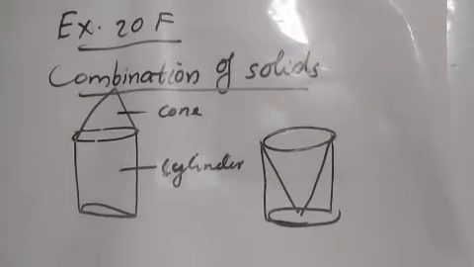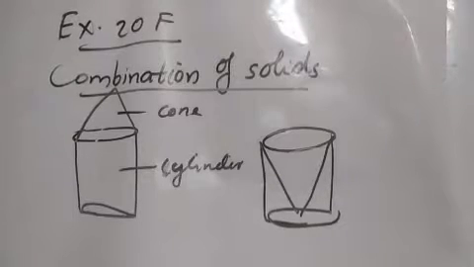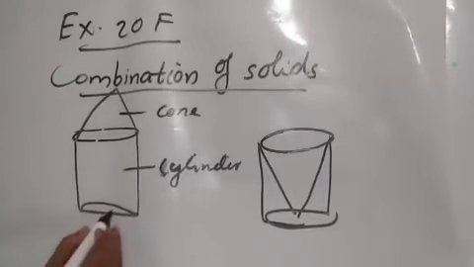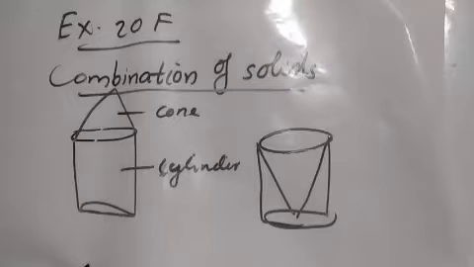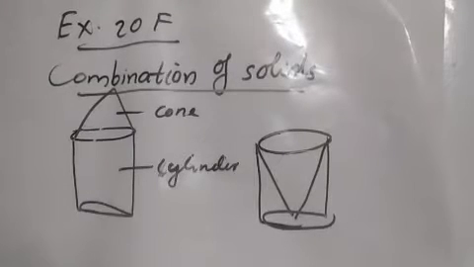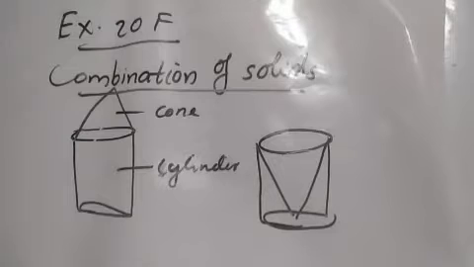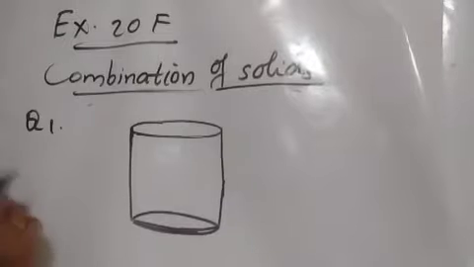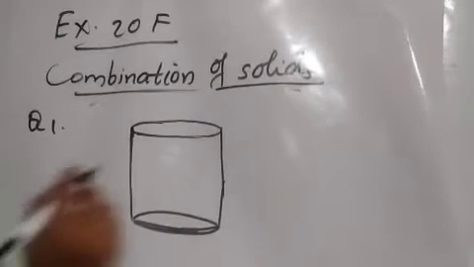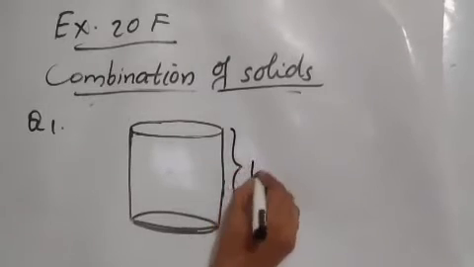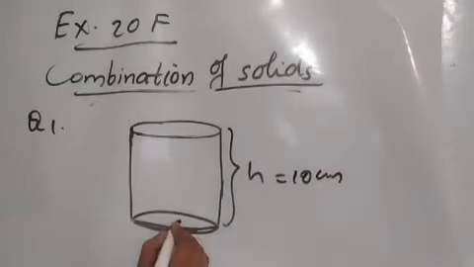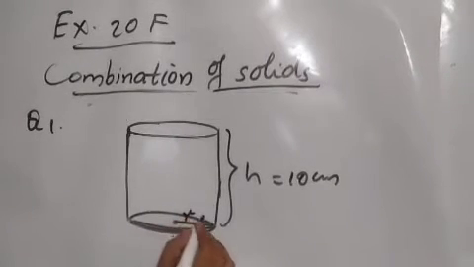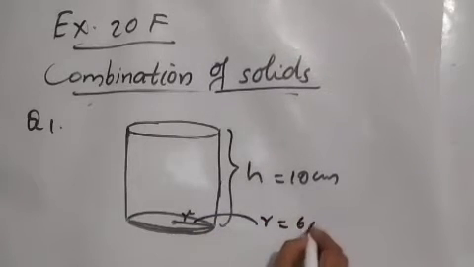First one, from a solid right circular cylinder with height 10 centimeter and a radius of base 6 centimeter, a right circular cone of the same height and same base is removed. Find the volume of the remaining solid. That is the first question. Let us solve that. So here is the cylinder of height 10 centimeter, and base radius is 6 centimeter. This is r equal 6 centimeter.